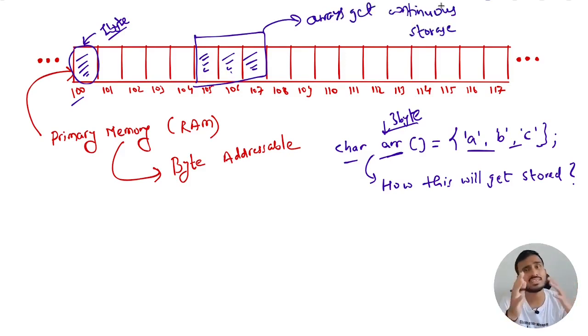It doesn't matter whether it is a character array, an integer array, or a float array, all the arrays are going to get continuous storage. Now why does C++ give you continuous storage? Let me tell you the reason. I'll give you one small example.